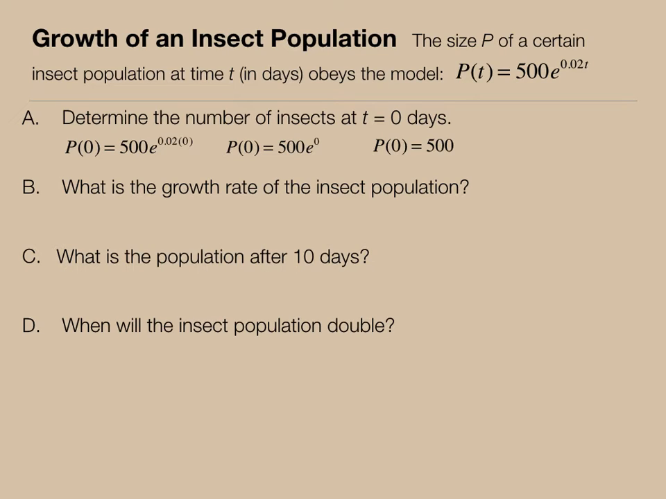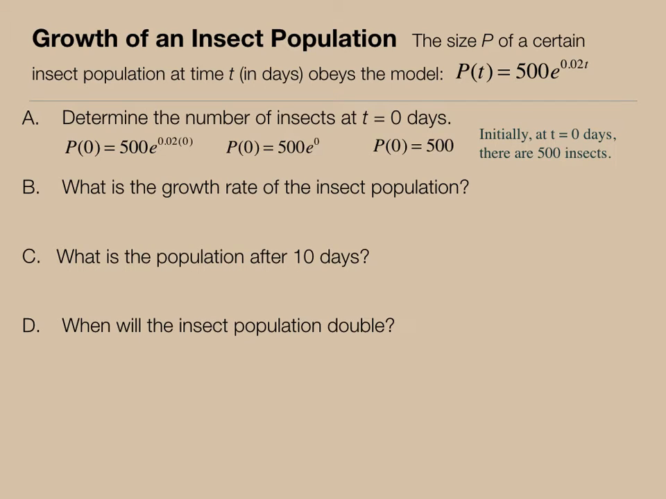So let's go back to what we were asked to determine, and let's write a sentence. Initially, at t equals 0 days, there are 500 insects. So the number 500 that is in the given equation is called the initial amount, in this case of insects. Problem B, what is the growth rate of the insect population?